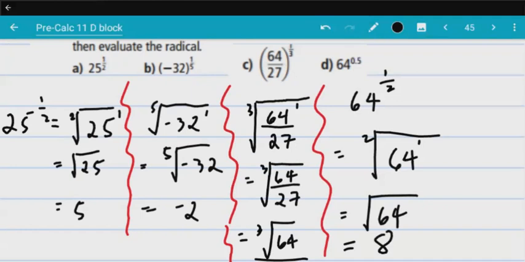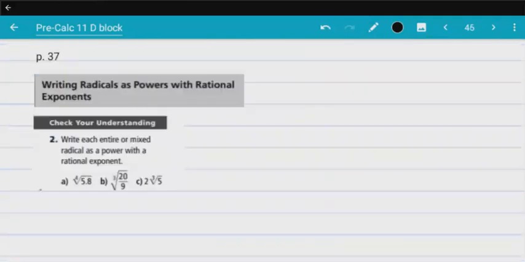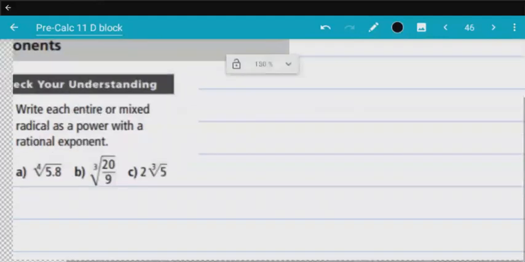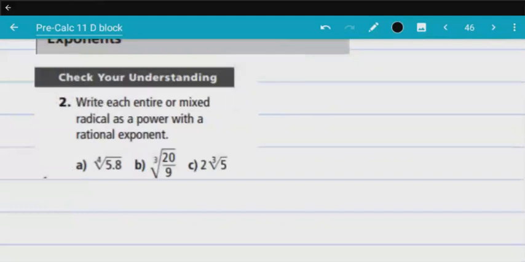Let's take a look at check your understanding number 2 because it's pretty much the same. Writing radicals as powers with rational exponents. When I say pretty much the same, it's just the reverse. So we're not being asked to evaluate. We just need to rewrite this as a power this time.